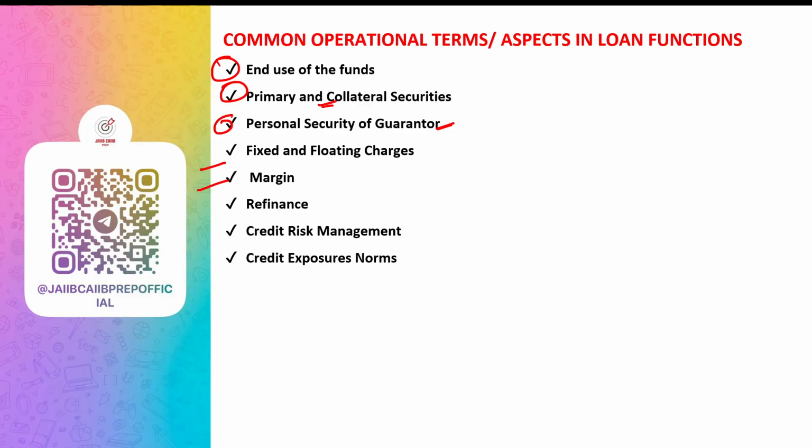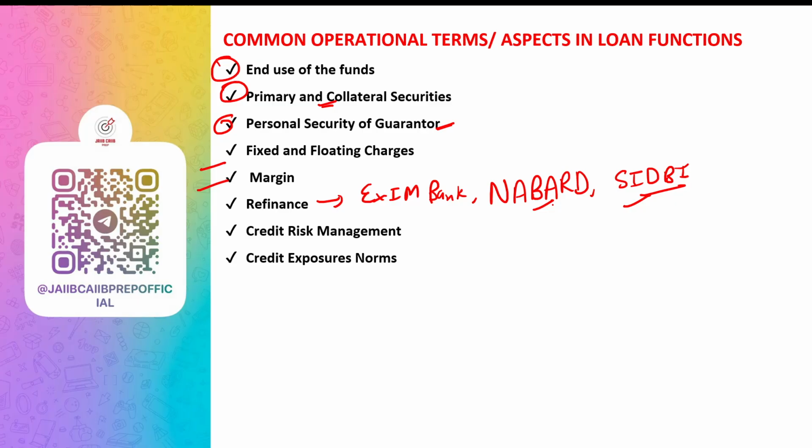Refinance. Sometimes a bank borrows money from specialized institutions to provide loans in certain priority areas. Major refinance providers in India include Exim Bank, NABARD, SIDBI. This is for small industries and MSMEs, for agriculture and development loans, and for export finance. Even if a bank takes refinance, it still bears the full risk of repayment. So refinance does not influence whether the bank approves a loan or not.